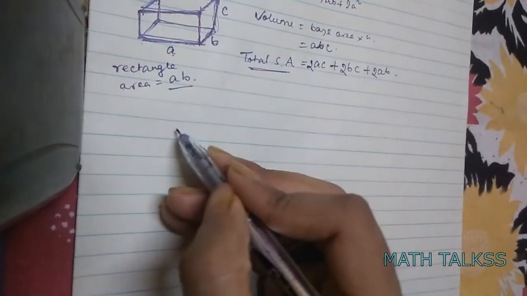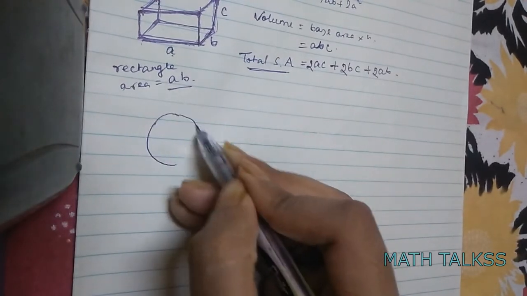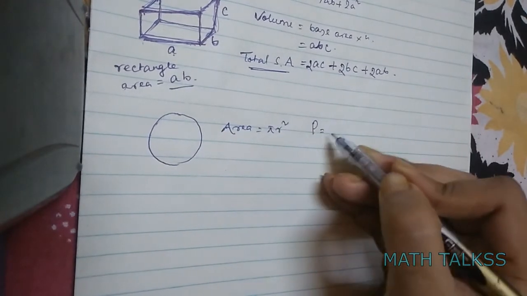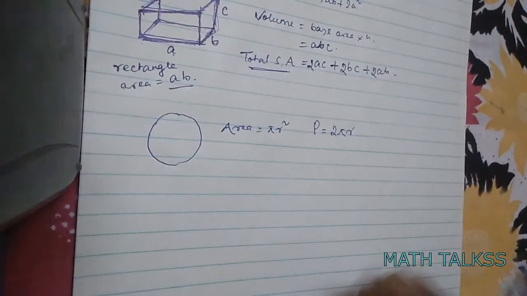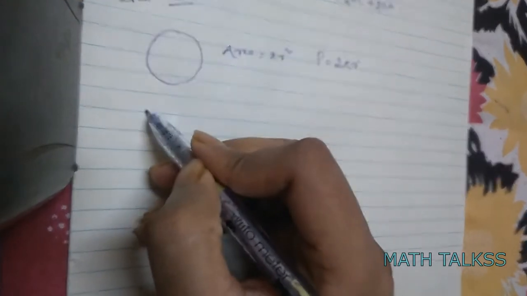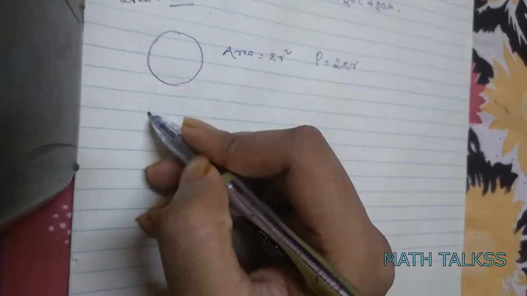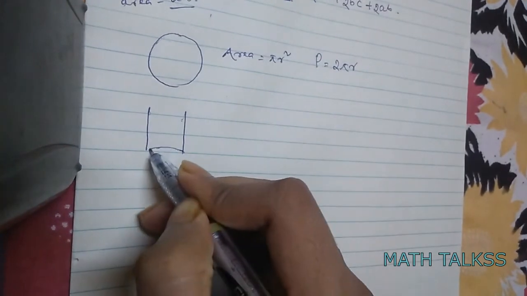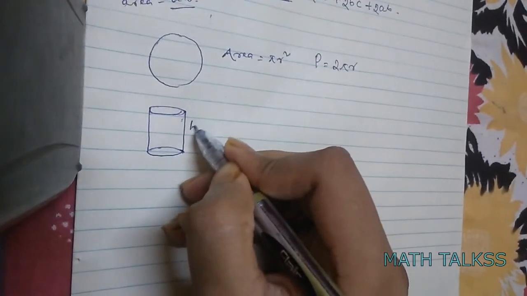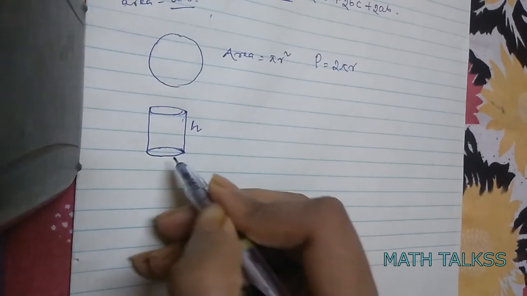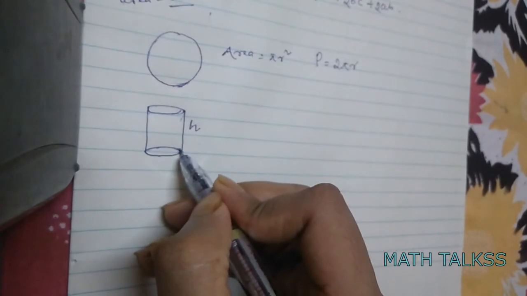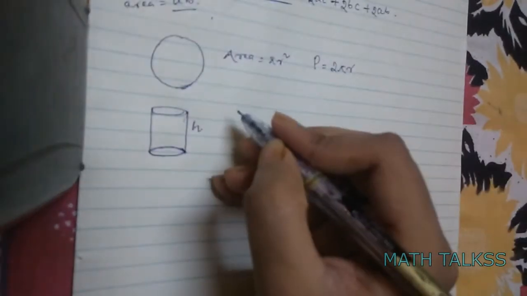Now let us understand for a circle. We have the circle's area as pi r square, and perimeter 2 pi r. Now if we give some height to this circle, we can find that this will give rise to a cylinder. Let us consider this cylinder has height h, and this is the circle, which is this one. We have given height to this circle, and this has given rise to this geometrical shape.